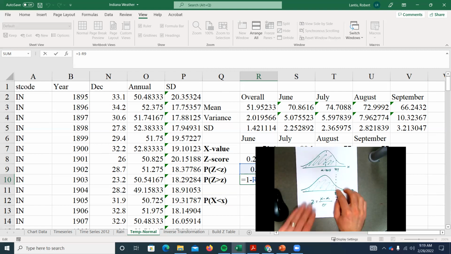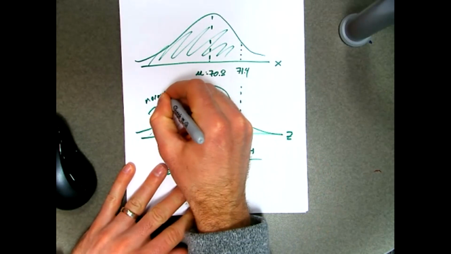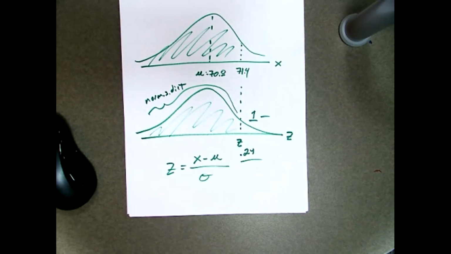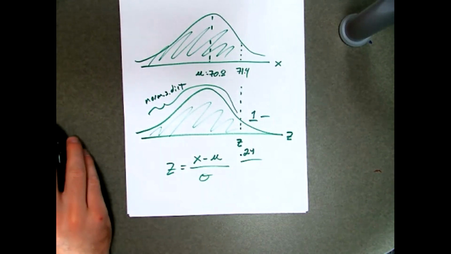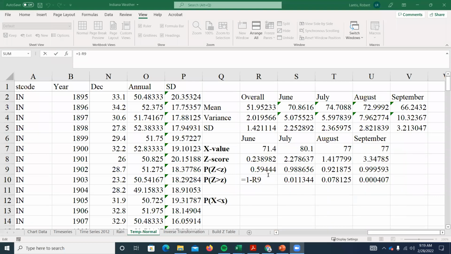Remember, what I'm doing here with that norm.s.dist, where did I put my marker? Here we go. Norm.s.dist is telling me this area, right? The area to the left of that z value. If I wanted the area to the right, it was just 1 minus that. And I don't have to break this down into 2 cells. I could do it all in 1 cell if I wanted to. So for instance, I could do 1 minus norm.s.dist, my z value, comma 1, and I get the exact same value. So I can do it all in 1 cell, or I can break it down step by step.